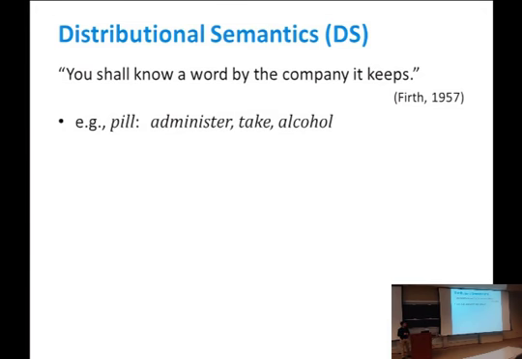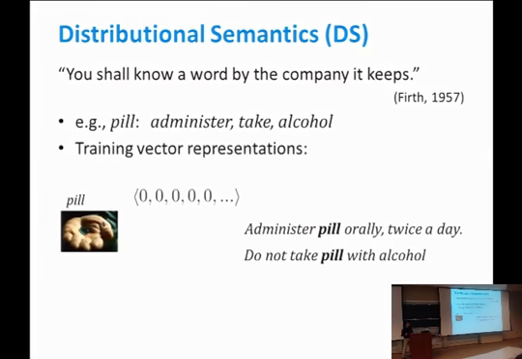For example, the meaning of the word pill can be characterized by words that it tends to co-occur with, like administered, take, or alcohol. Just very briefly, how you train this type of model is you end up with some vector representation of the meaning of the word. You do this by first extracting all of the occurrences of the target word pill within the corpus, as well as all of the context that pill appears in. And then you simply count up all of the content words within a context window. To do so, you get some vector representation of the word pill.